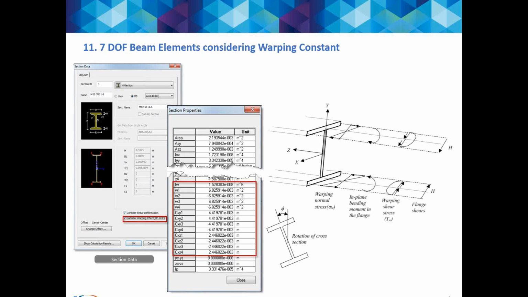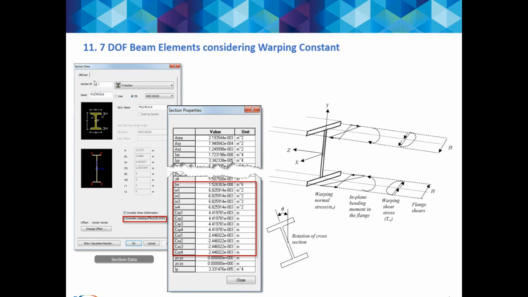If we see the next feature, in the new version of GEN, the warping degree of freedom can now be considered for beam elements. In the previous version, in order to verify the warping deformation, we needed to generate plate or solid elements. However, in the new version, using the 1D beam element, we can verify the warping effect. How can we consider it?